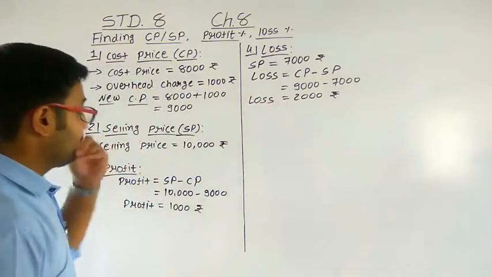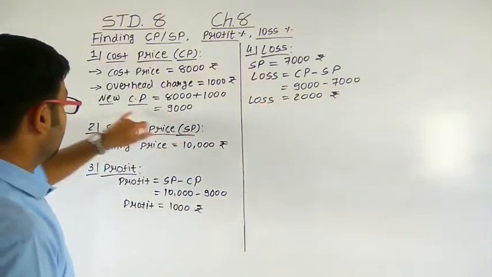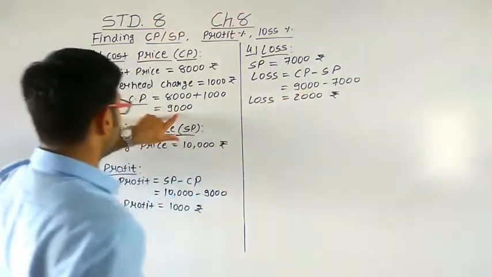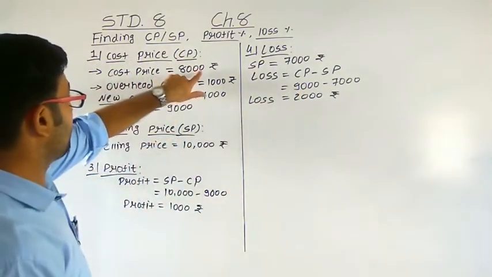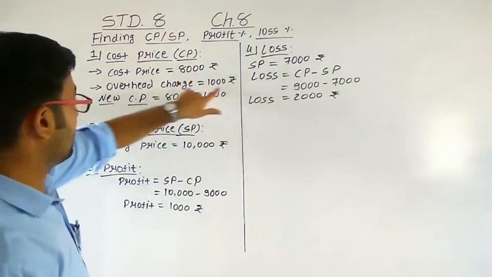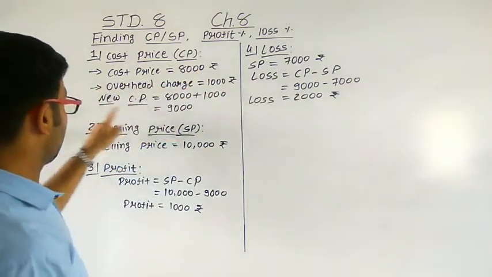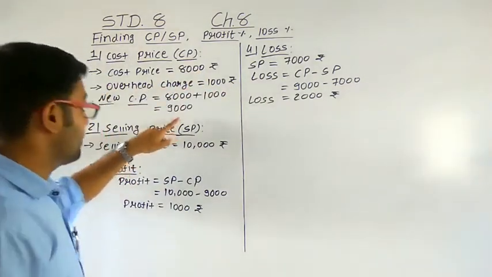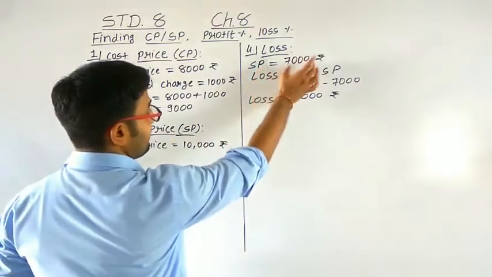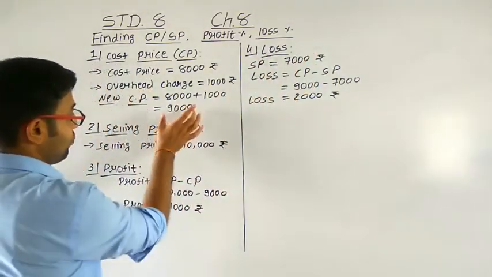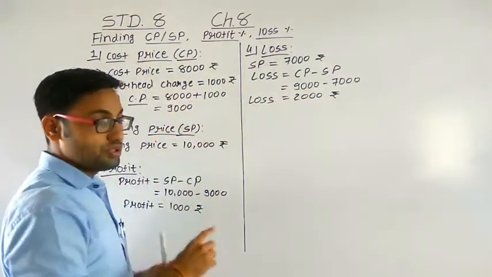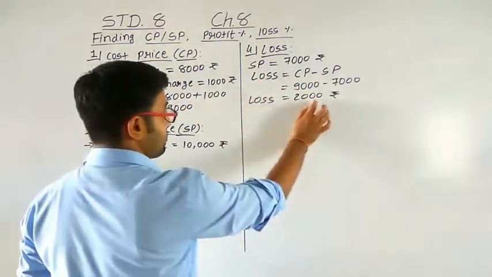So here also we are taking the new cost price. Because this is the situation: you buy the TV for 9,000, you make an overhead charge of rupees 1,000, so your new cost price will be 9,000. Now you are selling it for 7,000 rupees. So you lose 2,000 rupees, and that is called the loss.